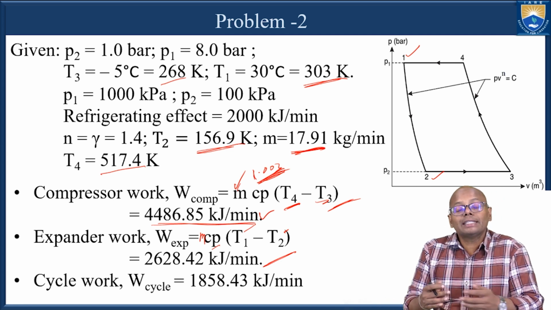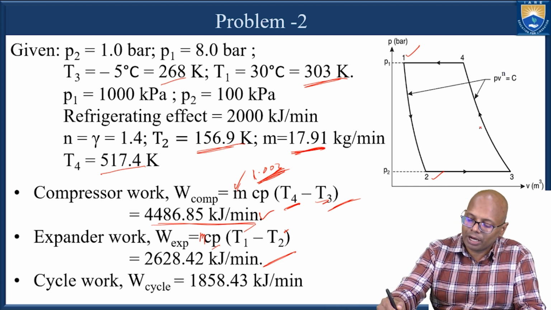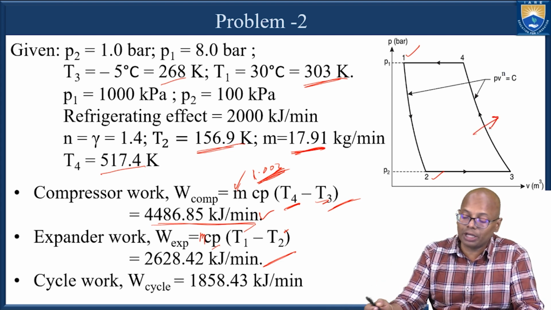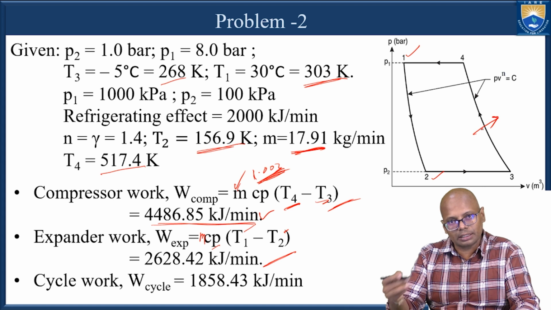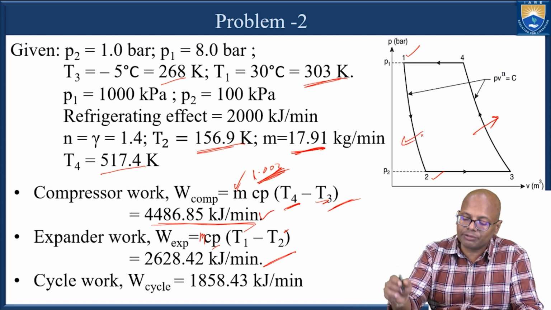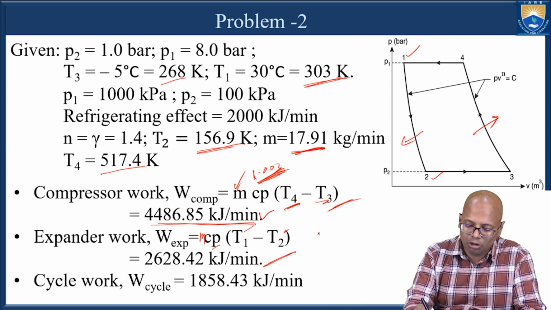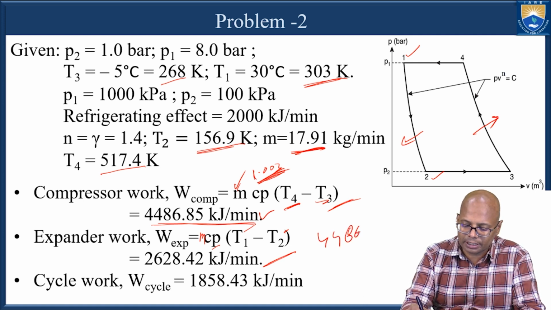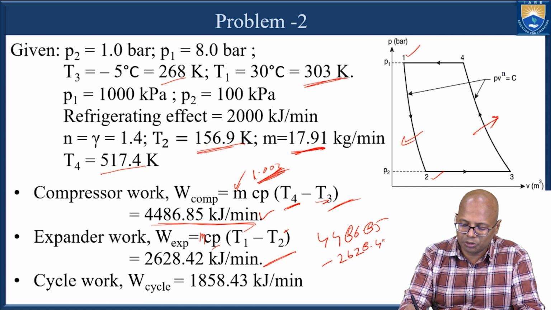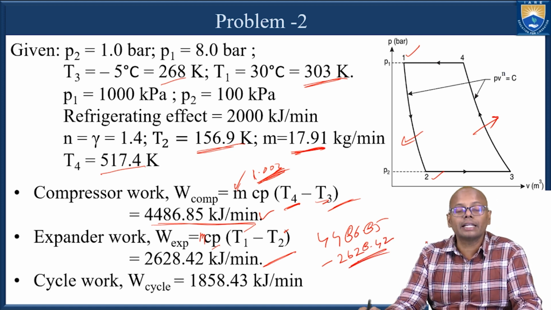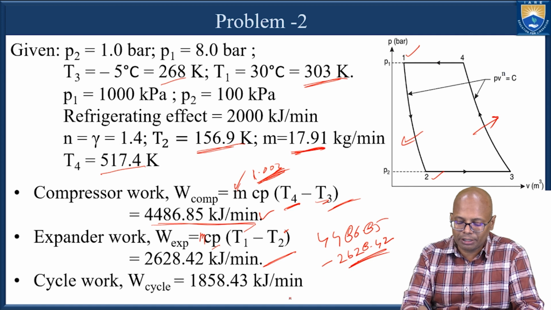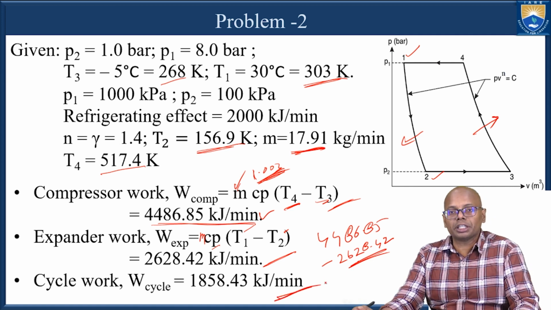Now what is the net work done? Some work we are supplying to the cycle, and the cycle is giving some work in the expander. So the net work is nothing but 4486.85. This is the work supplied minus the work output of the expander, which gives the net work done in the cycle. So the difference is this one.